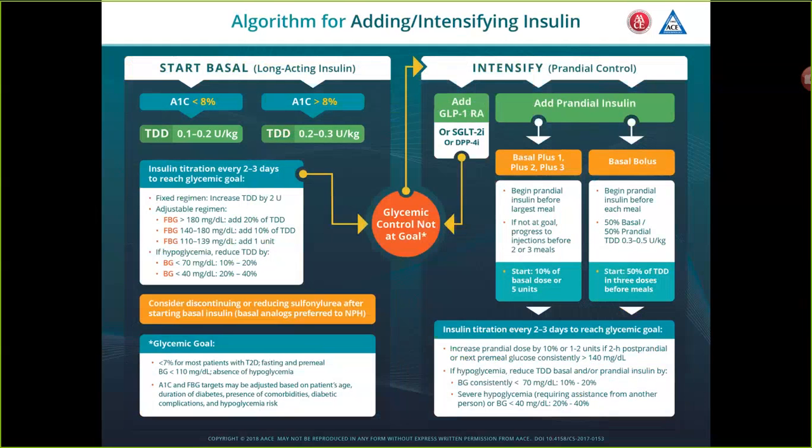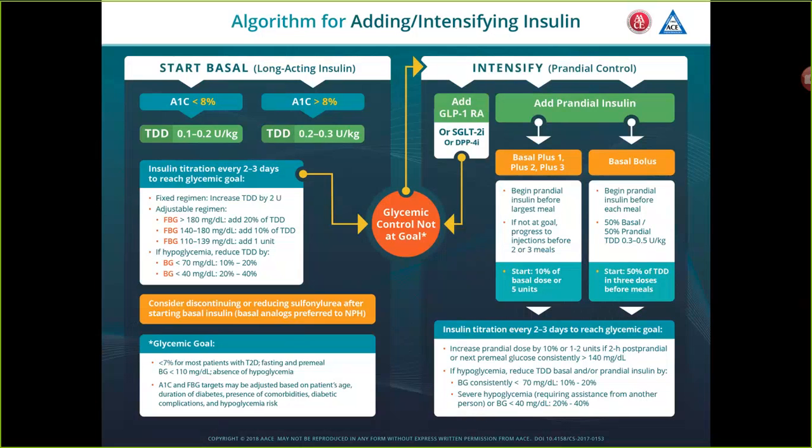The next algorithm that we'll just review is the one on adding or intensifying insulin. So on here, basal insulin is usually the first insulin that's started, and it breaks down based on what their A1c is, what dose of medication or weight-based dosing you would want to start with. There are a lot of patients who can self-titrate, just given a guide on how to do that, so these patients can go ahead and self-titrate at home, so they can help get to goal faster than just relying on coming into the doctor every 3 months or every month.